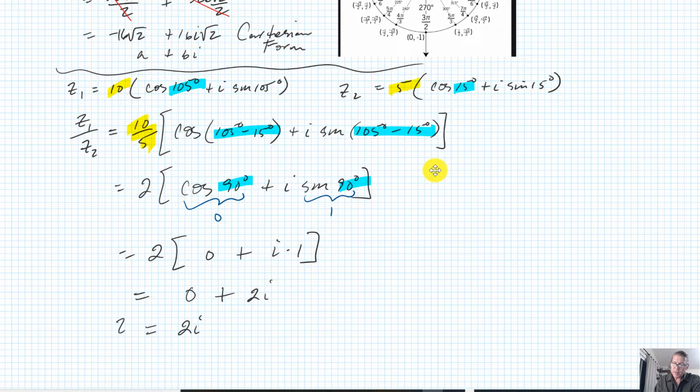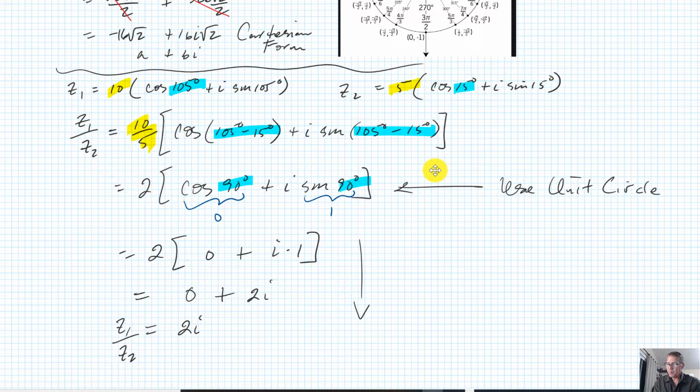And there is the quotient of the two numbers in trig form. So you simply divide the moduli, you subtract the polar angles, you use the unit circle here, and then you simplify.